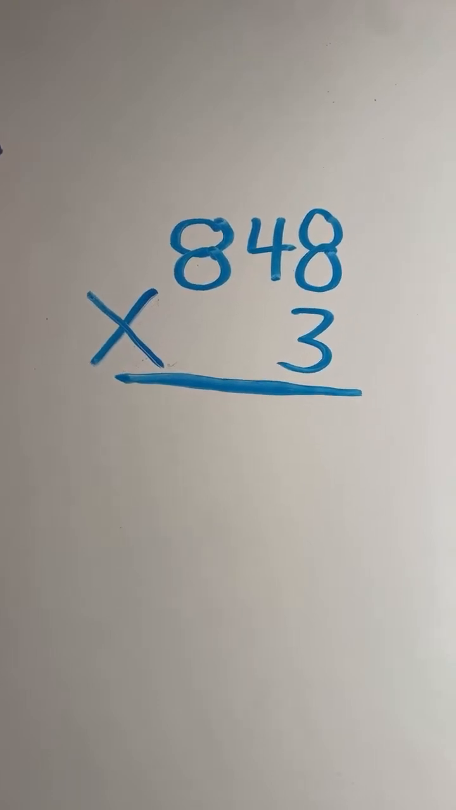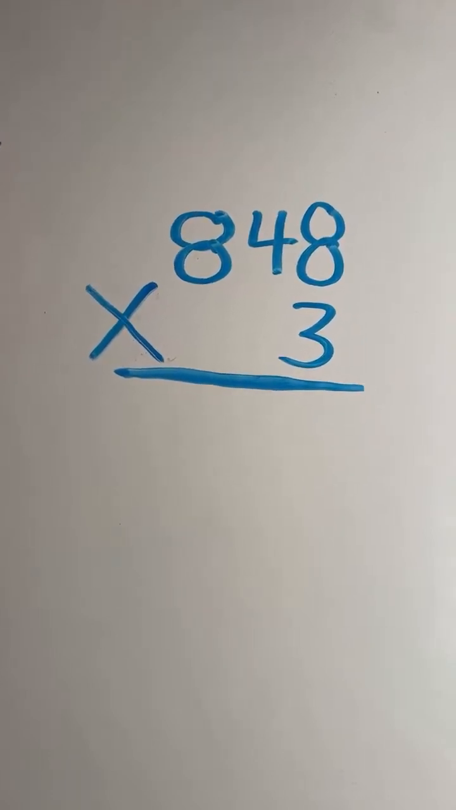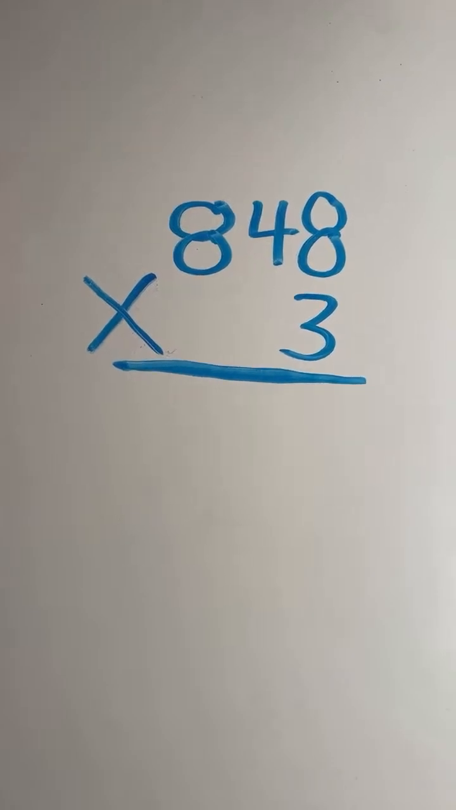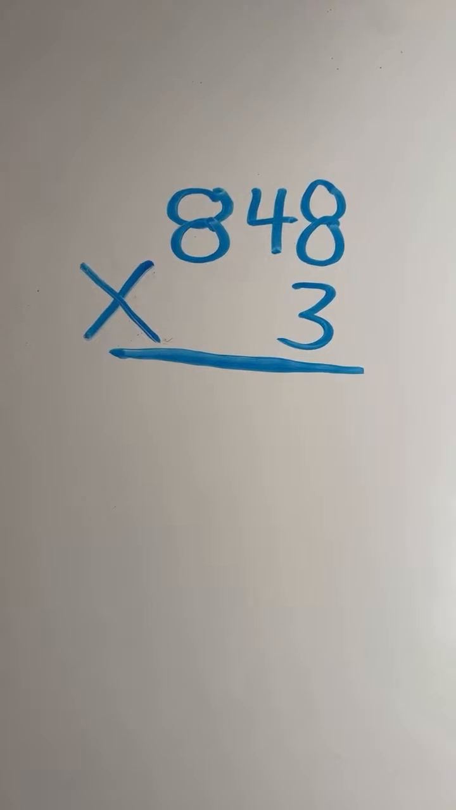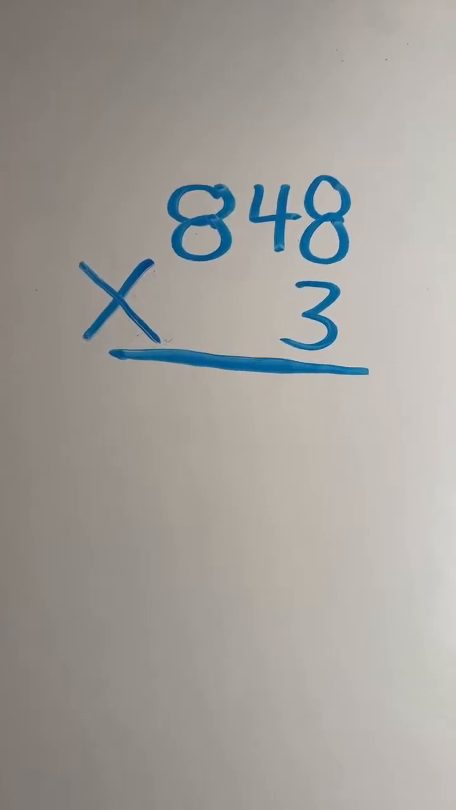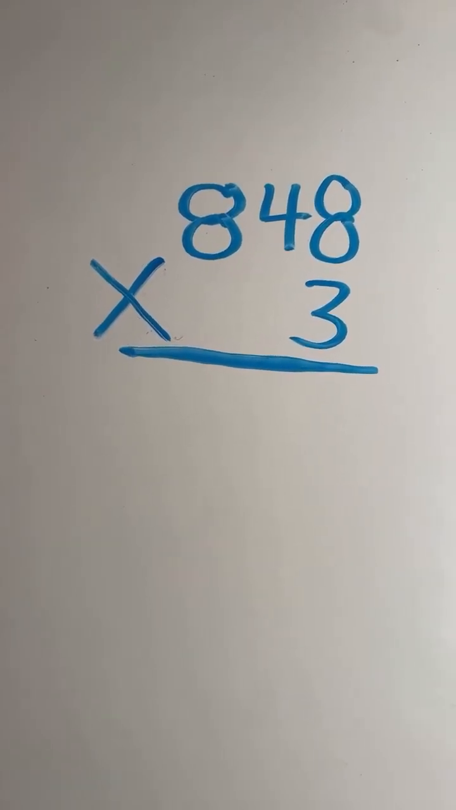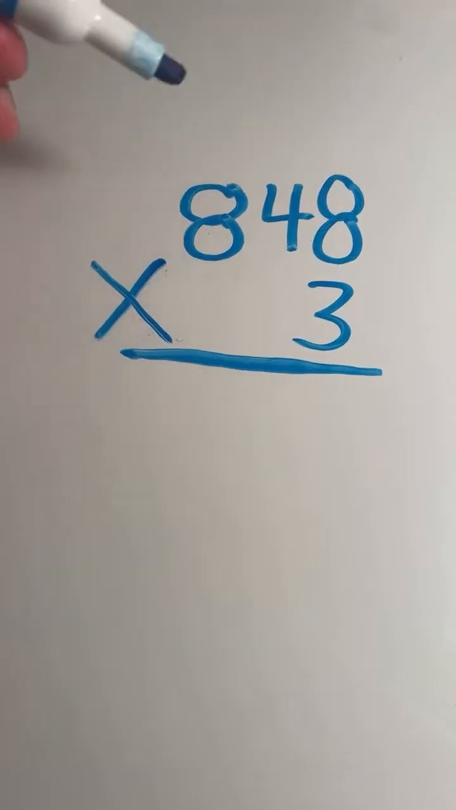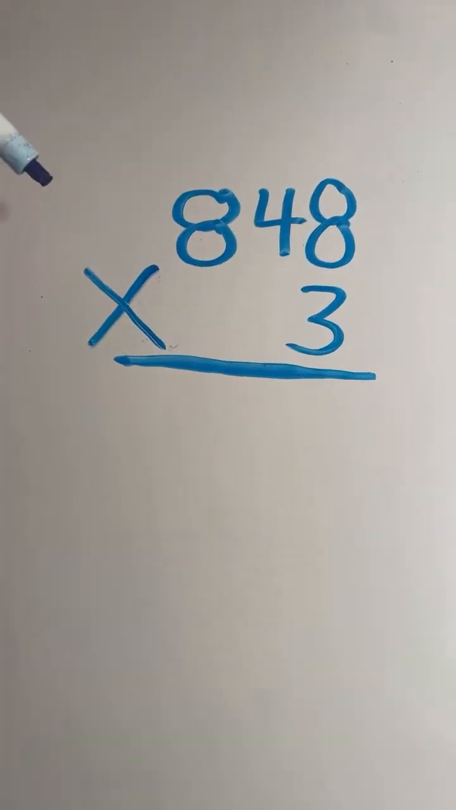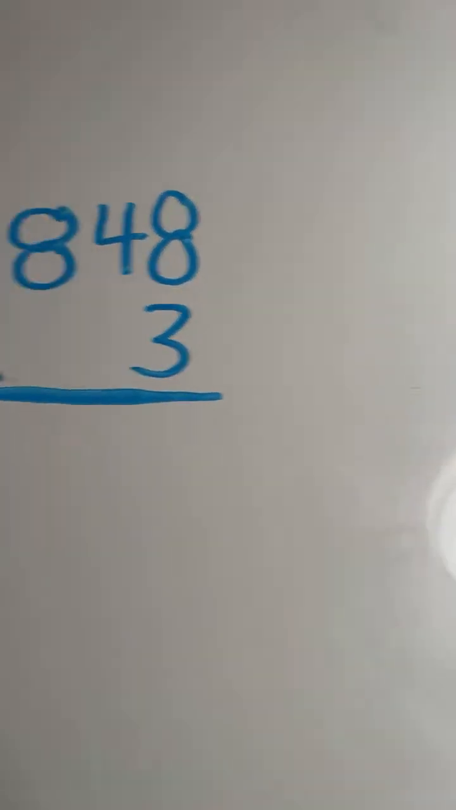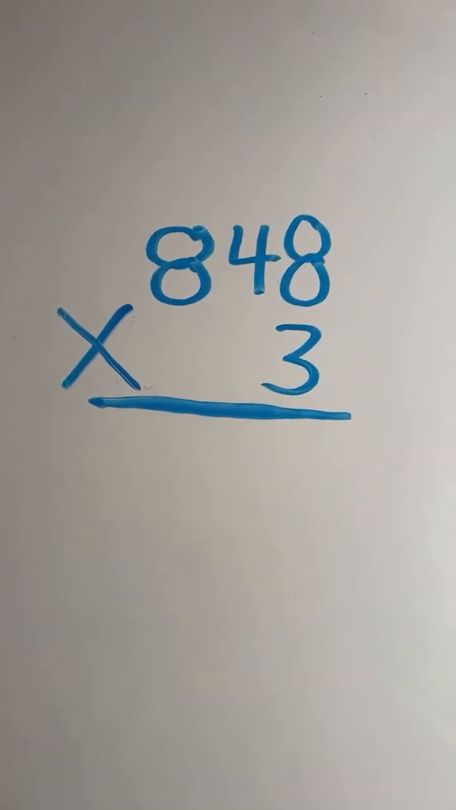So when you see a 3-digit by 1-digit multiplication problem, I want you to think of it as 3 separate single-digit multiplication problems where you regroup if our product is 10 or more. So we are going to start out simply by multiplying the digits in the ones place. We're going to multiply 8 times 3. 8 times 3 equals 24.